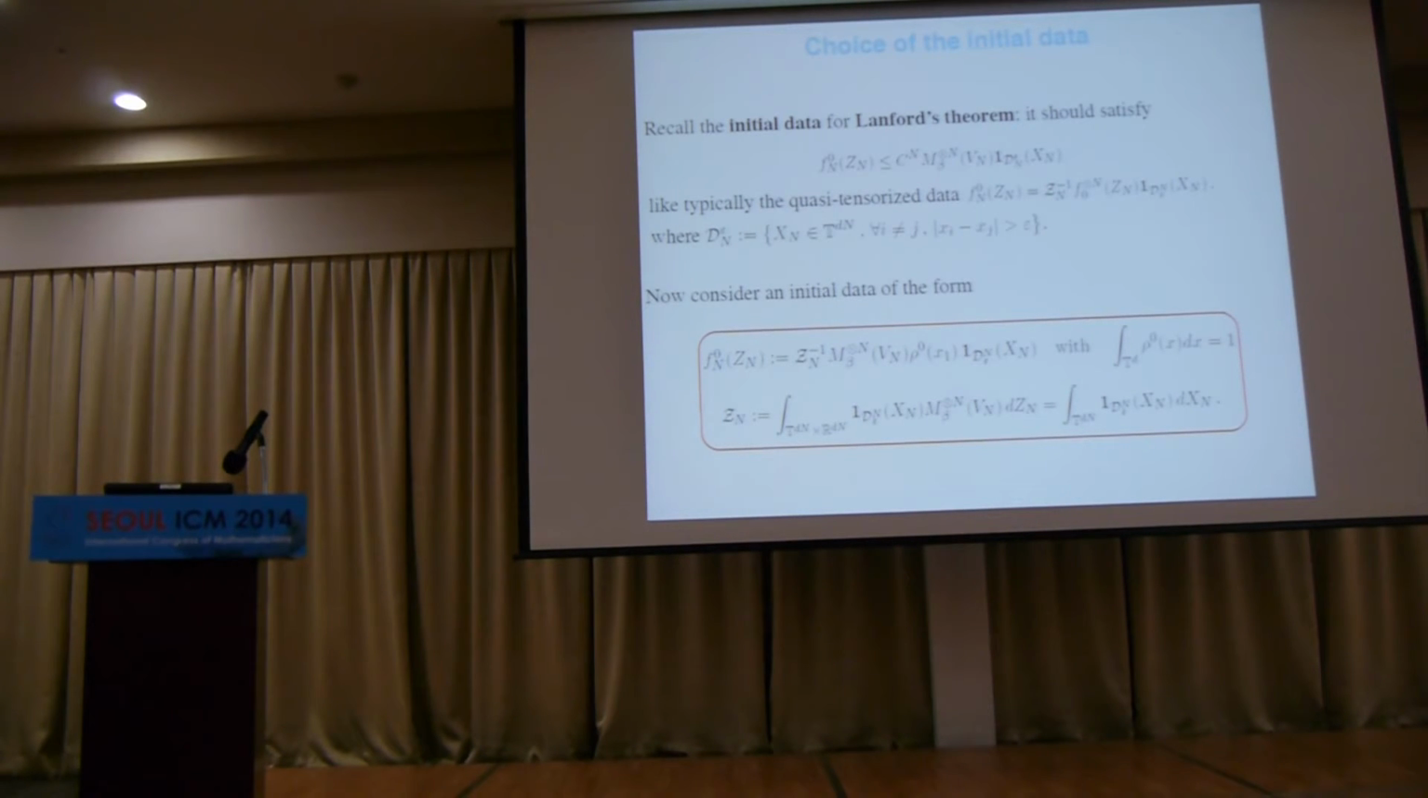You had a Gaussian on the right-hand side. For one f0, if you have n f0s, you have n Gaussians. F0 depends on x, and if its L infinity norm is c, then you have c to the n, and then you have the exclusion. That's a typical initial data for Lanford's theorem, for a general system of particles.